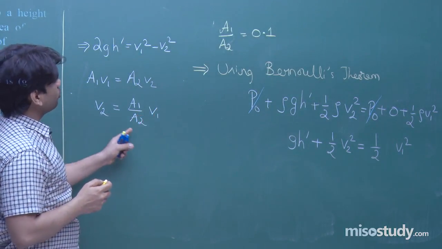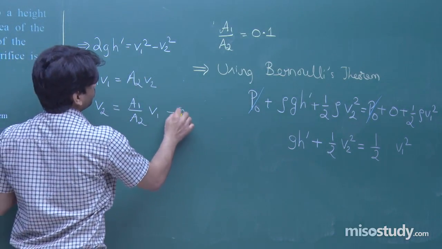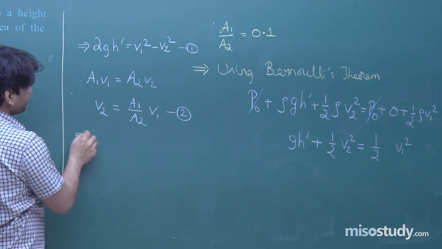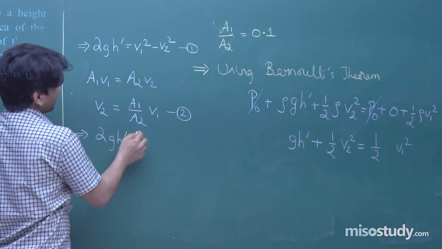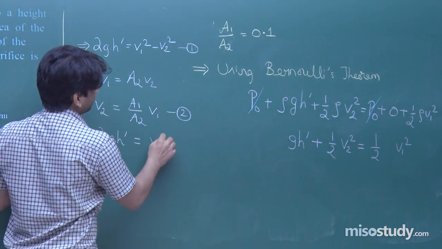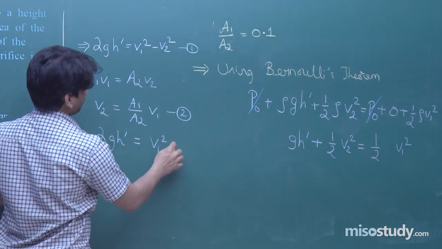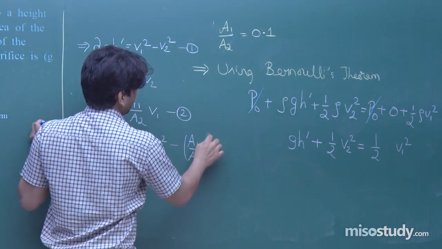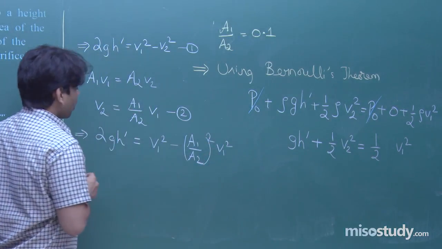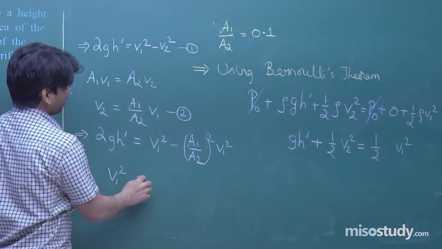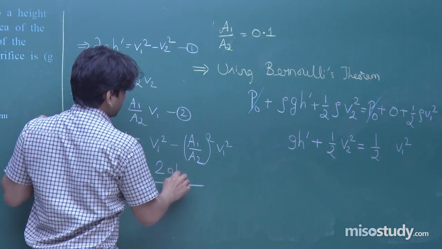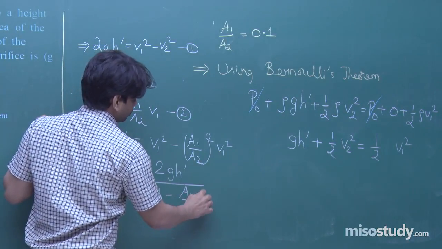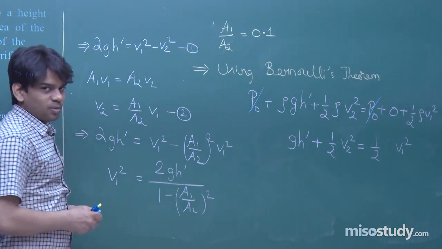So substitute this value of v2 in this equation. Let me write this as equation number 2. This is equation number 1. Substitute the value of v2 from equation number 2 in equation number 1. 2g h dash is equal to v1 square minus v2 square, so A1 by A2 whole square into v1 whole square. From here v1 whole square will come out to be 2g h dash divided by 1 minus A1 by A2 whole square. I believe that's clear to everyone.